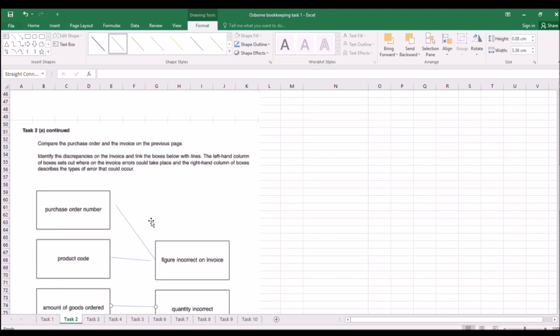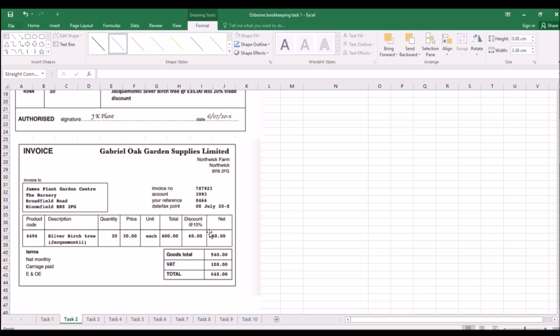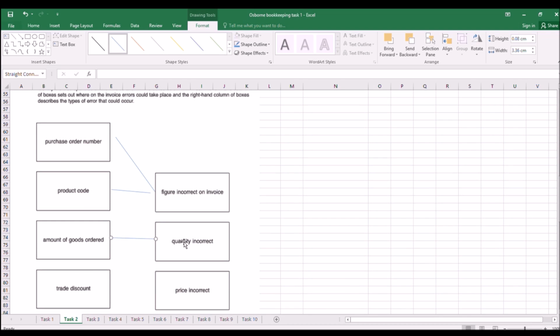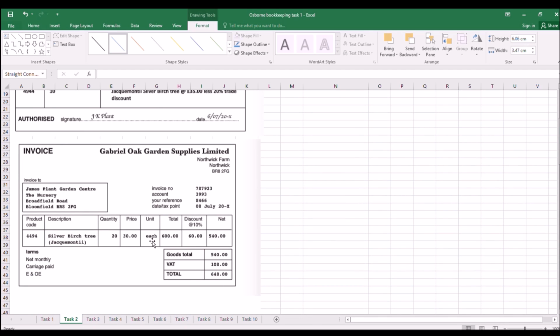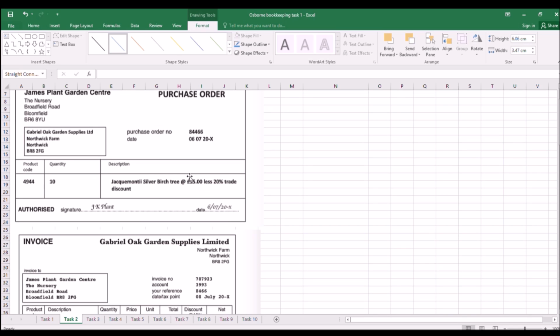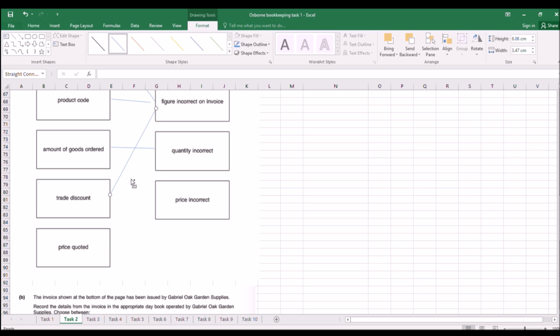The trade discount, let's have a look at that one. So the trade discount is 20% on the purchase order. The trade discount on the invoice is only 10%. So that's going to be an incorrect figure on invoice. And then the price quoted: we are quoted £35, we invoice for 30, so that's going to be incorrect as well. And so that would be the price is incorrect. Okay, so it would look like that.